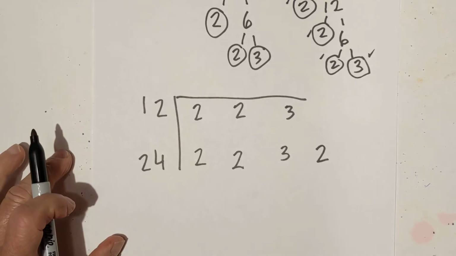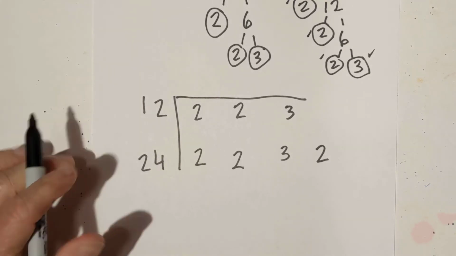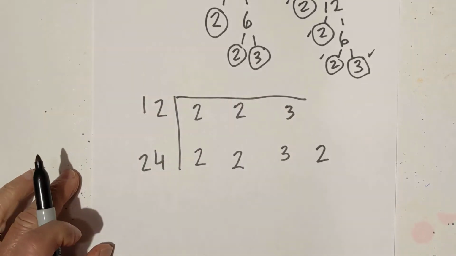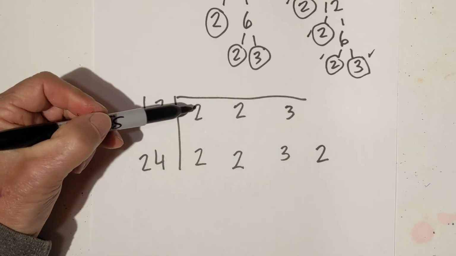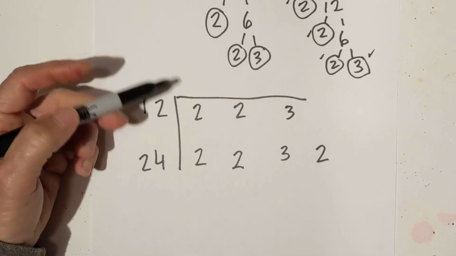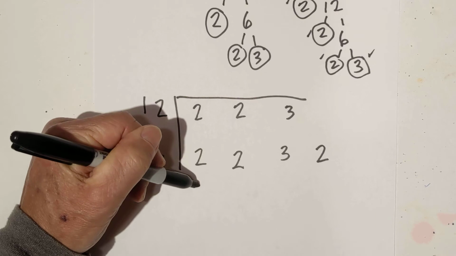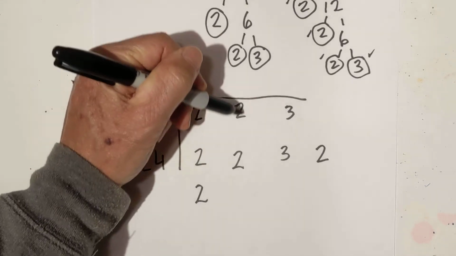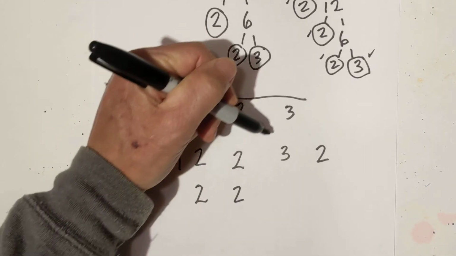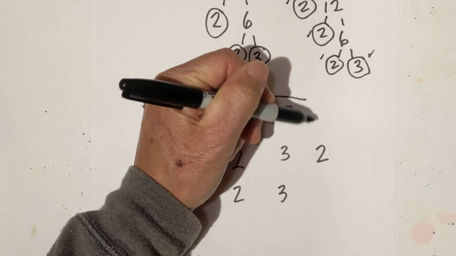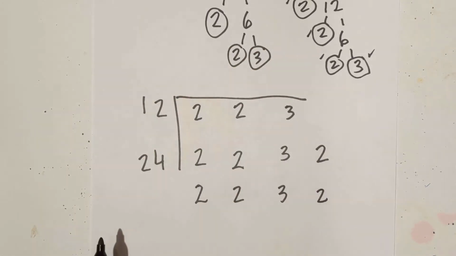Once you have this done, then all you do is multiply these numbers together, but you use this rule. If you have 2 in a column, you only bring one number down. So I've got 2 in this column, so I'll bring a 2 down, and then only 1 2 down, and then 1 3 down, and then I'll bring this 2 down, okay?